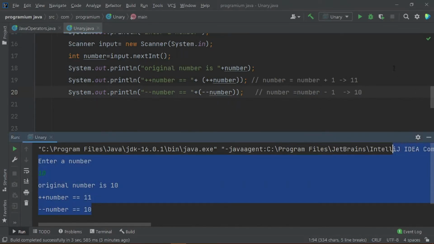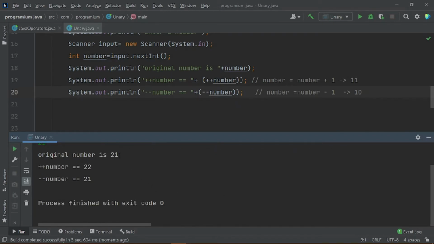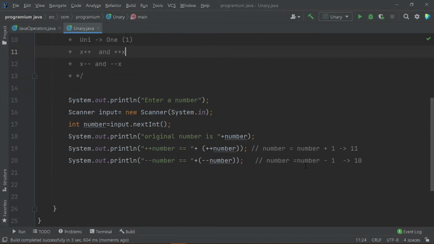Okay, let me again compile and run this so that your concepts become clear. This time I am using 21 here, and 21 plus 1 is equal to 22, and 22 minus 1 is equal to 21. I hope all concepts related to plus plus and minus minus are clear.